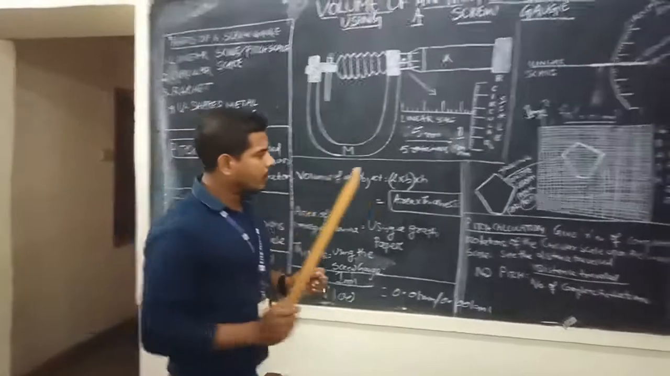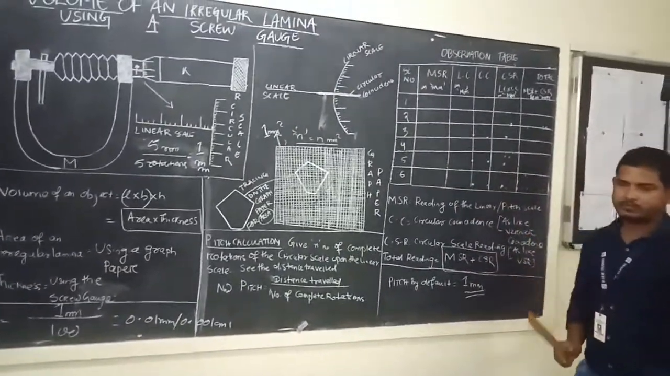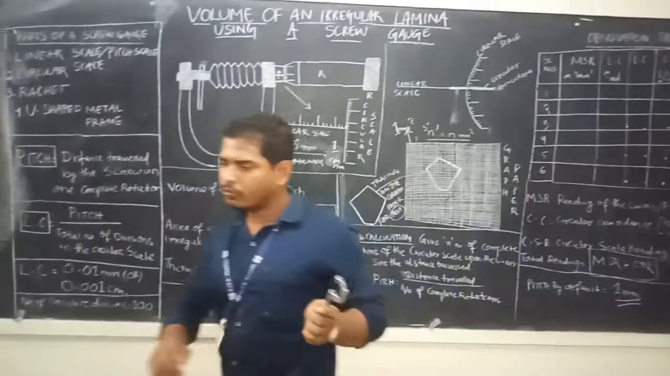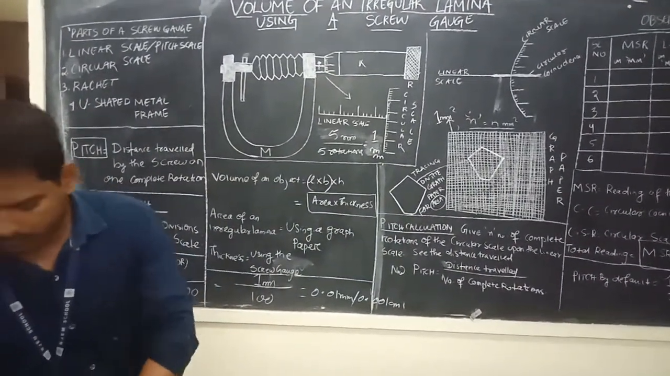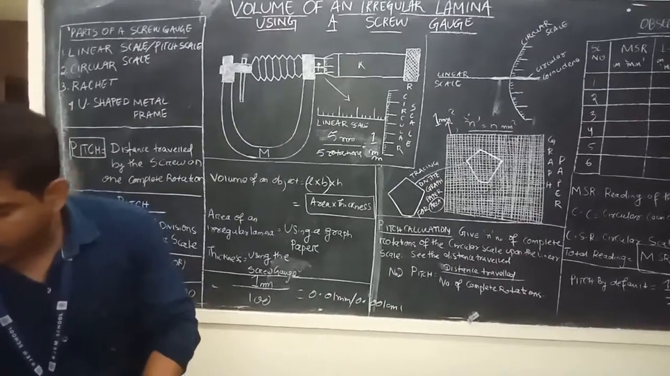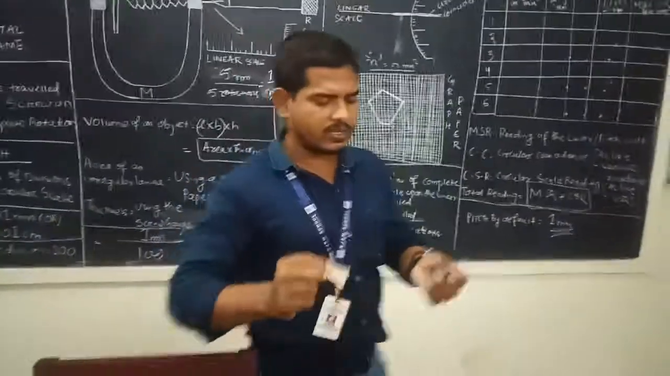Now coming to how to take the reading from the instrument. Now I have not shown you the lamina. Now you can see I have taken three laminae and will show you. These are known as irregular laminae.